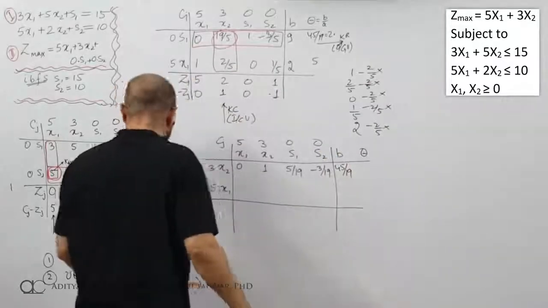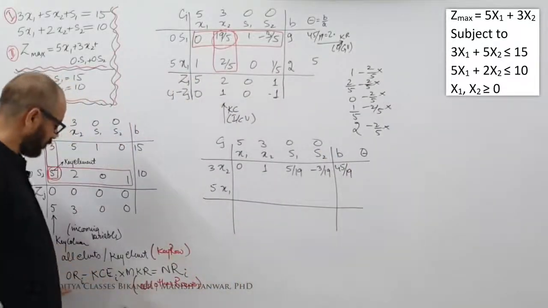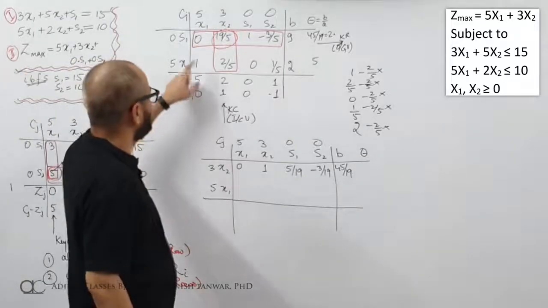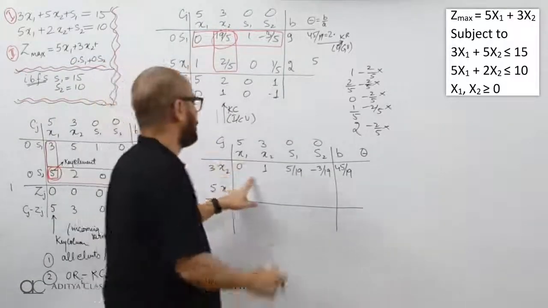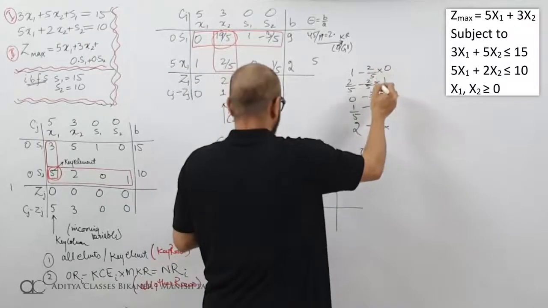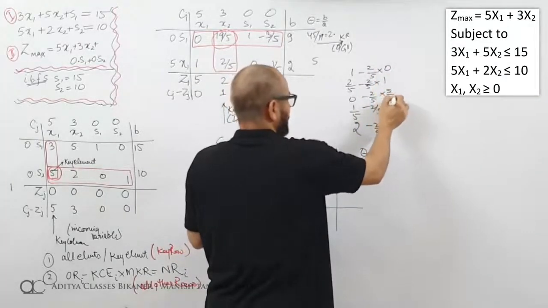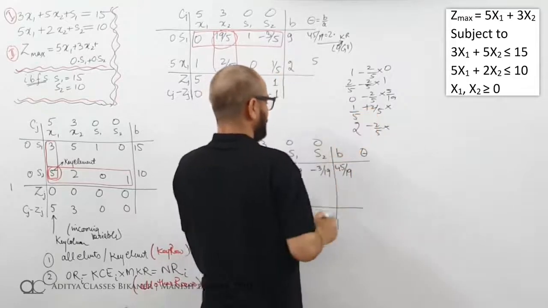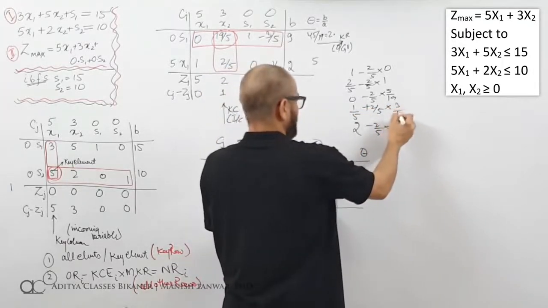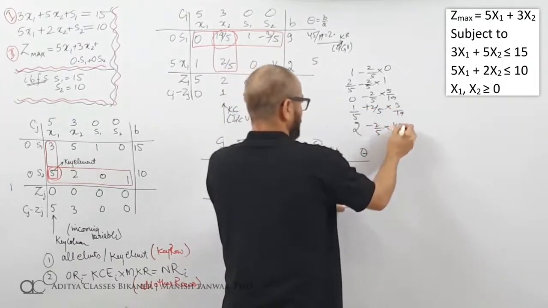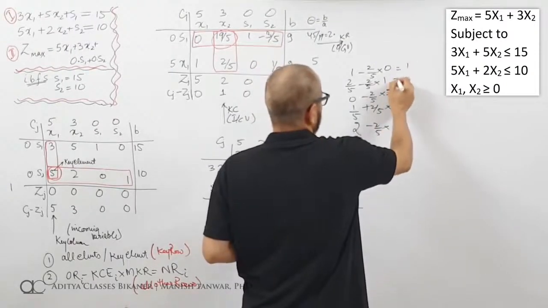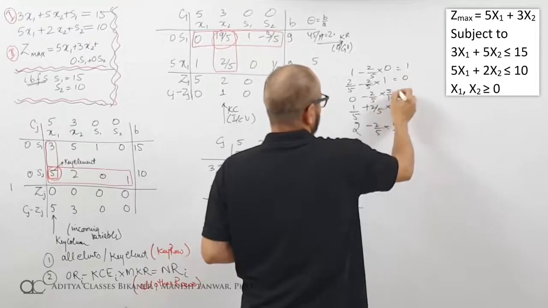Multiplied by modified key row. Old row 2 minus key column element 2 multiplied by modified key row. This was the key row, this is the modified key row. I get a 0, 1, 5 by 19. Minus and minus will cancel each other to make plus 3 by 19, 45 by 19. If we try to solve it, this becomes 1, this becomes 0, this becomes minus 2 by 19.